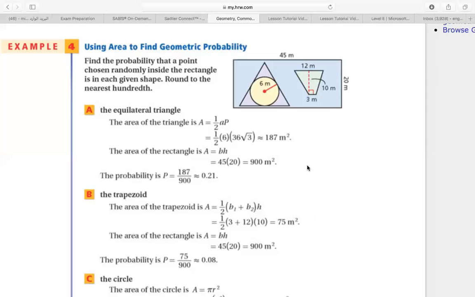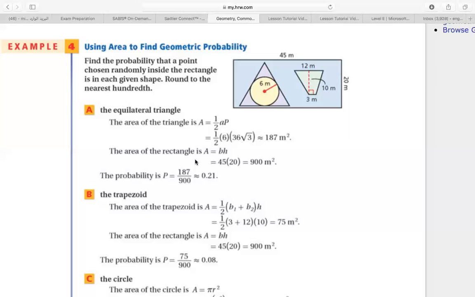The formula of the area of the rectangle is what? B multiply H. B is the base, which is 45, multiply the height, which is 20. So the probability of a point that will be inside the equilateral triangle here. The area of the triangle is a half multiply base times height. So the height is 6, the base is 36 root 3. So when I multiply it, it will be 187 meters squared. And don't forget to square the unit because we are calculating the area.